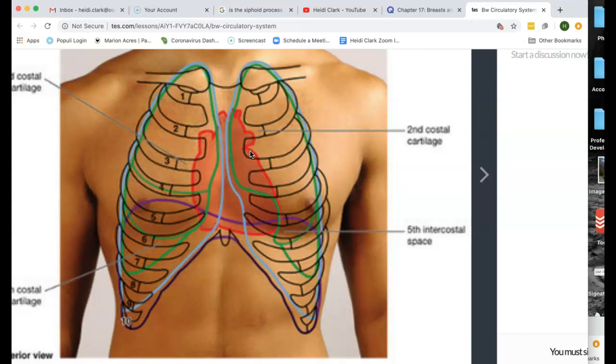The superior border then connects the left 2nd intercostal space with the right 3rd costal cartilage, and that's where we started, on the right side. So those are the skeletal borders of the heart.